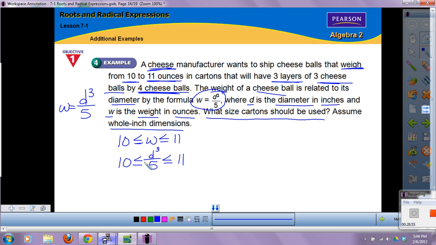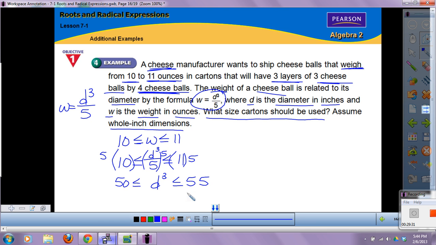Okay, so I need to figure out what my diameter is, which means I need to solve for D. The first thing you have to do is get rid of this divided by 5. So to get rid of your divided by 5, multiply all 3 parts of your inequality by 5. 5 times 10, 50 is less than or equal to D cubed is less than or equal to 55.